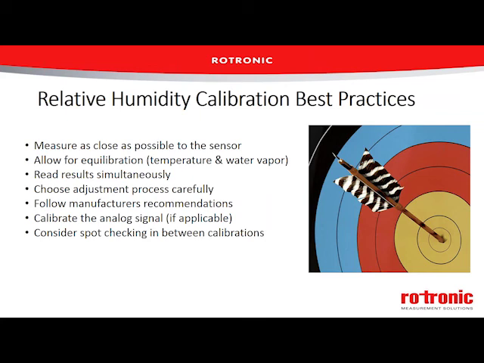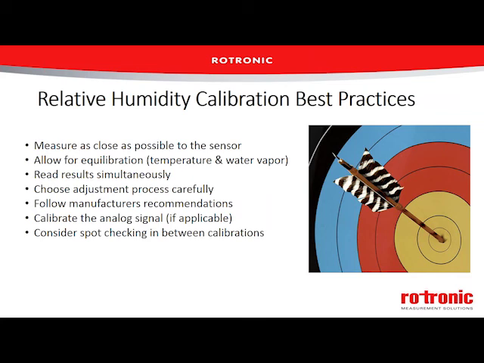So those are probably some of the biggest contributions to humidity uncertainty in a calibration after you've selected a particular generation mode. It can be important to read your results simultaneously. For example, if you're calibrating a probe in situ and reading the results off of a building management system or real-time monitoring system, those systems sometimes only update their readings every 5 or 10 minutes.